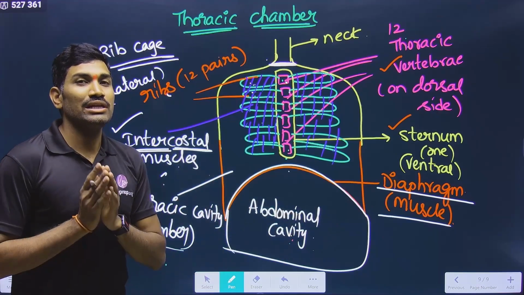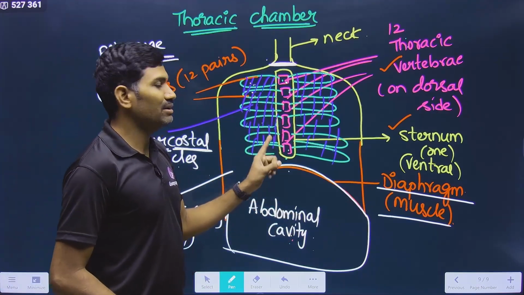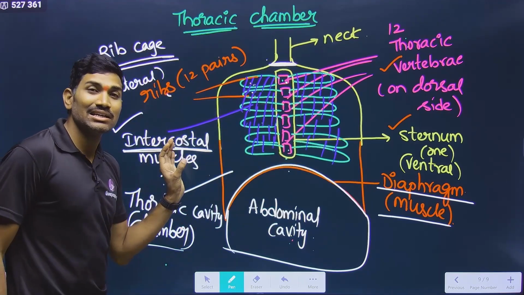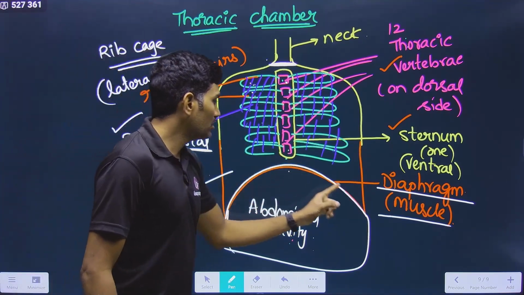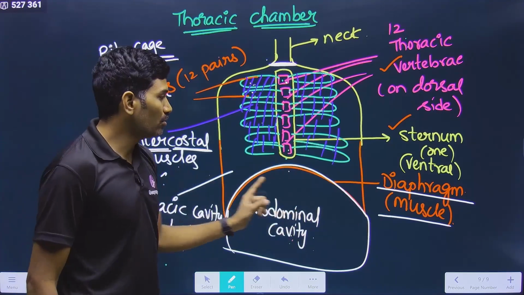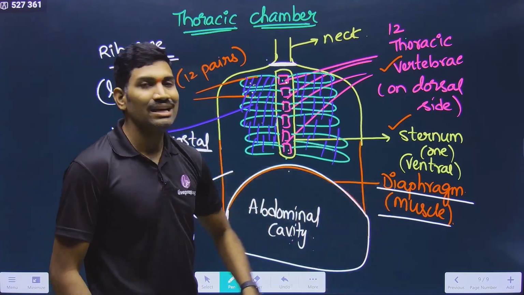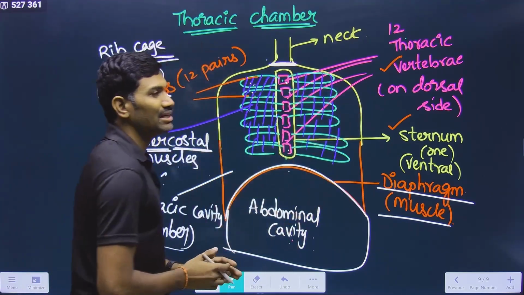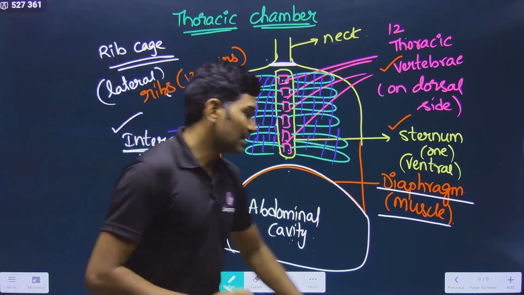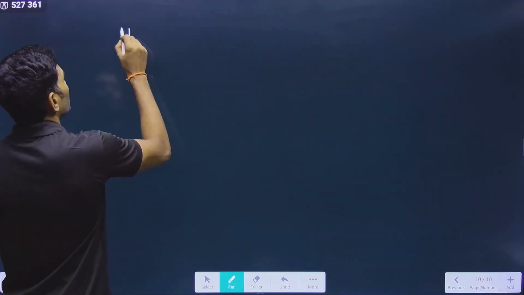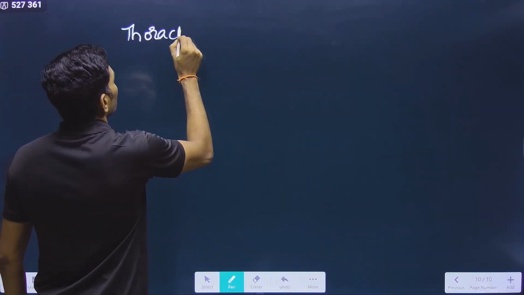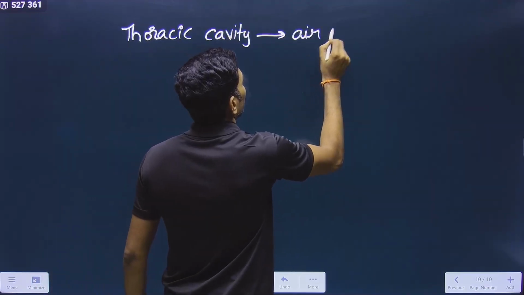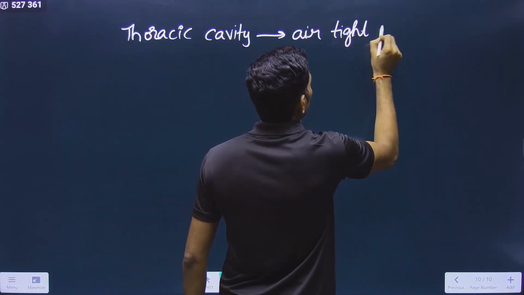Understood or not? Names are very important. Dorsal vertebrae, ventral sternum, lateral ribs. Ribs are connected by muscles called intercostal muscles. And below this there is a dome-shaped muscular structure called the diaphragm. So overall, this is the conclusion: the thoracic cavity is an airtight container.